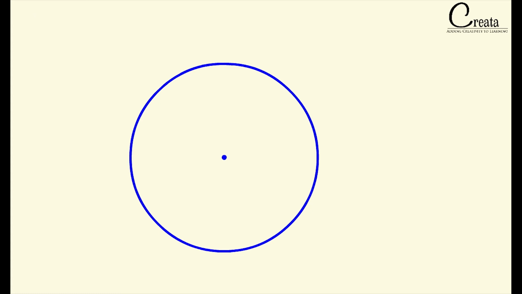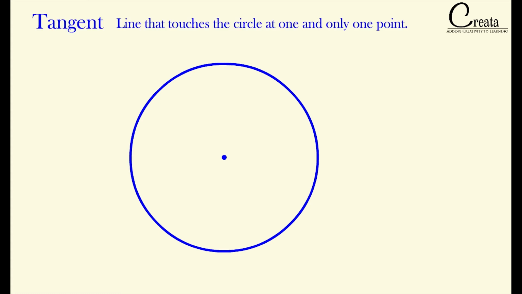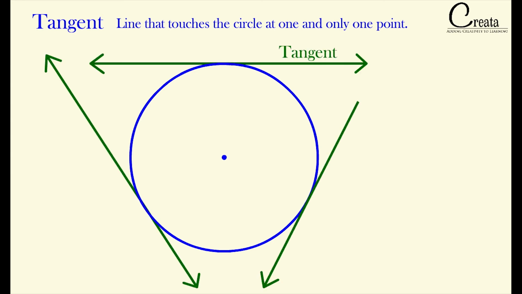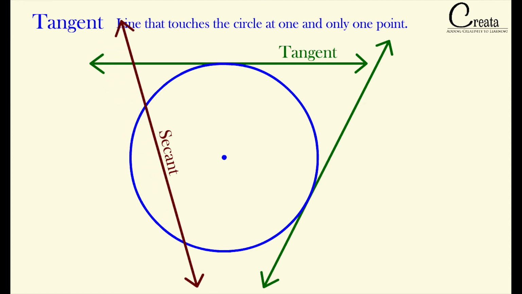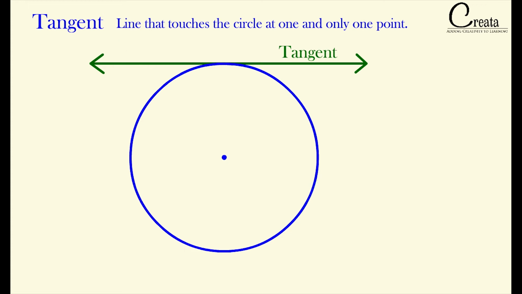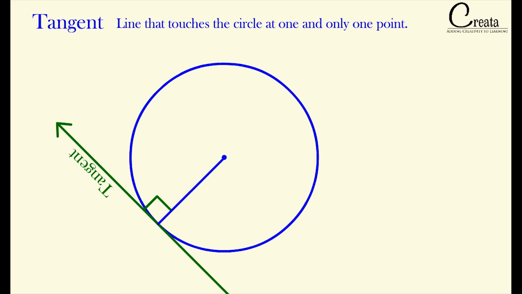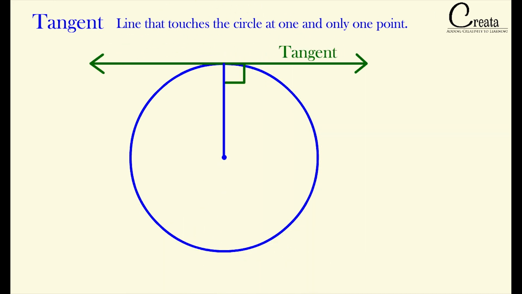The next element is tangent. A tangent is a line that touches the circle at one and only one point. These are all examples of tangents. All these lines are touching the circle at only one point. If the line touches the circle at 2 points, then it will become a secant. A tangent only touches the circle at 1 point. Tangents have a very interesting property: the radius joining the tangent is always perpendicular. Means the angle between radius and tangent is always 90 degrees.